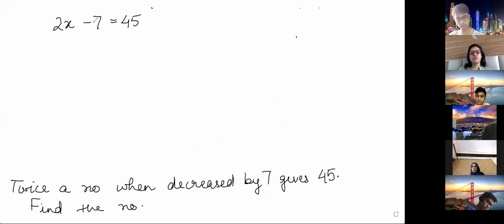This is the equation. Before this, you have to write, let us suppose the number be x. Then according to the question, twice a number means 2 times x. When decreased, so minus 7 equal to 45.